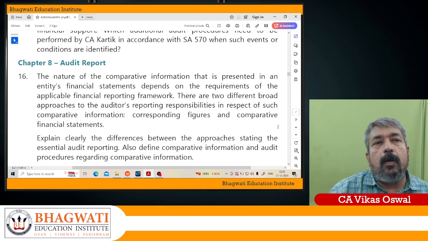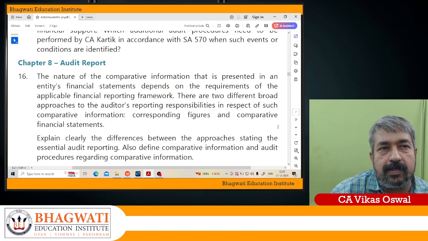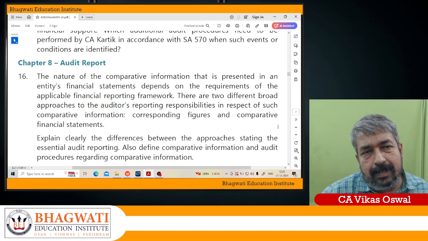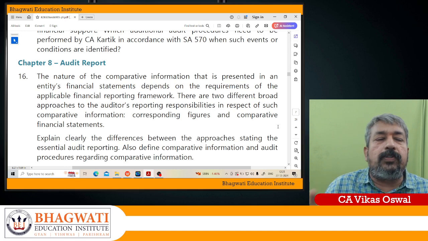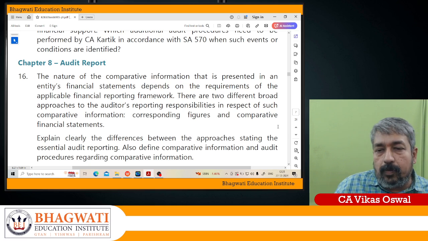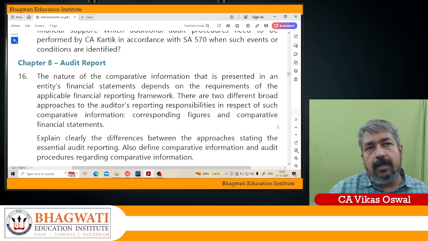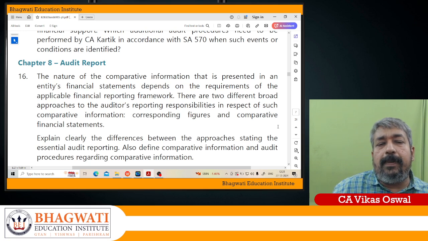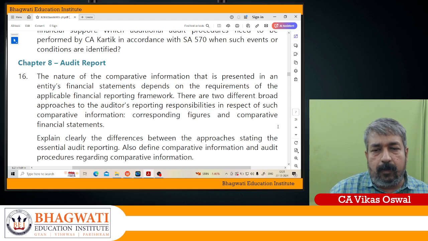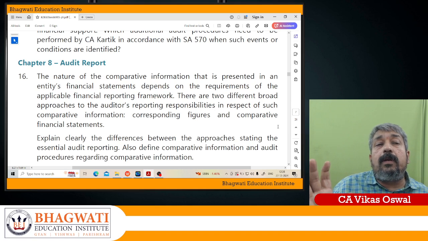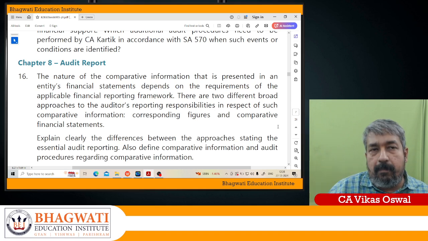So whenever we talk about comparative information, my dear soldiers, it refers to those amounts and disclosures related to one or more prior periods, and it should be shown as per the applicable financial reporting framework. Correct? So any amounts and disclosures related to the prior period become comparative information.